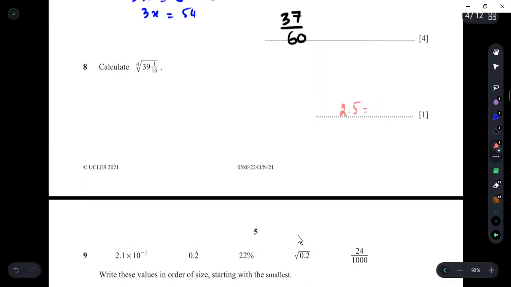2.5, or 2.5, or 5/2. All these answers are the same. Anyone can write, no need to write all of these.